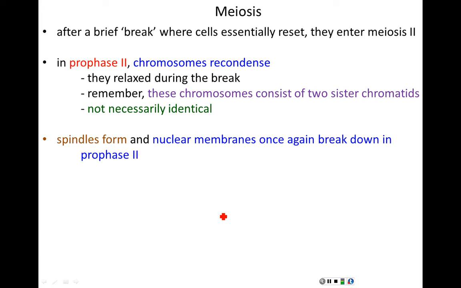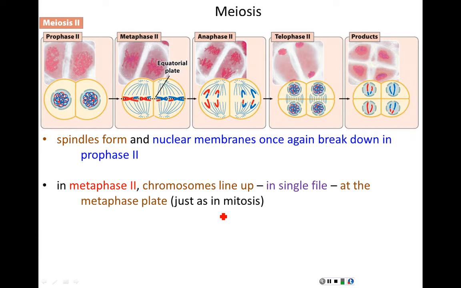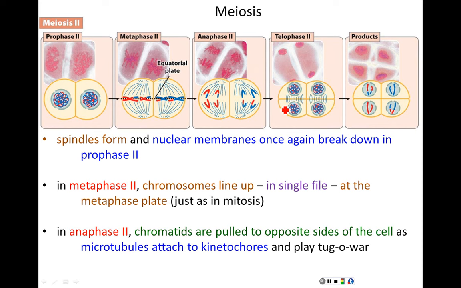Spindles form in Prophase II, the nuclear membrane begins to break down in Prophase II, and then cells enter Metaphase II. Metaphase II, just like metaphase of mitosis, has us see chromosomes line up in single file at the metaphasic plate, as we see up here. They're just turned on their side. In Anaphase II, those sister chromatids are pulled apart. Cohesin has dissolved. Sister chromatids are pulled apart. They're pulled to opposite sides of the cell as those microtubules play tug-of-war. All of this occurring due to microtubules attached to kinetochores of sister chromatids.